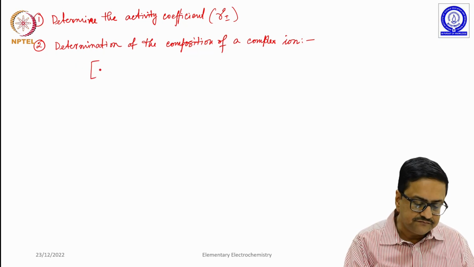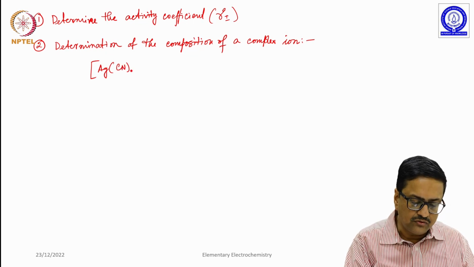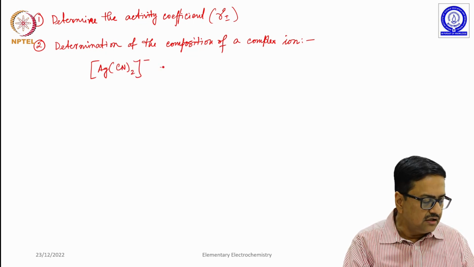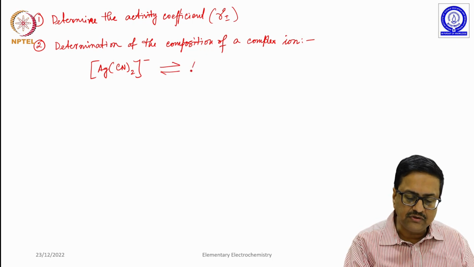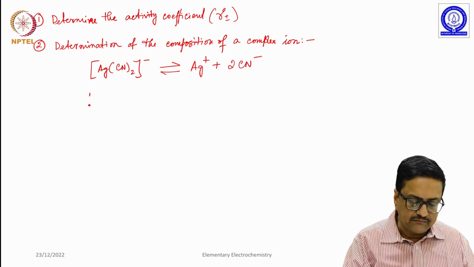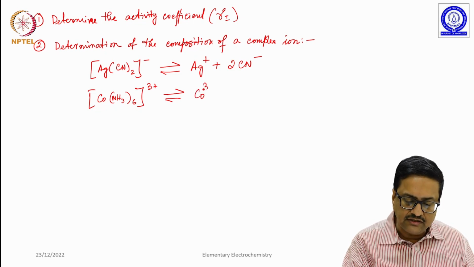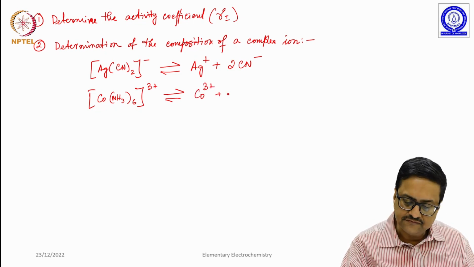So, for example, suppose we have Ag(CN)2 minus, which is formed with the equilibrium of Ag plus and 2CN minus. Similarly, cobalt hexammine complex 3 plus is formed when you mix cobalt 3 plus with ammonia.